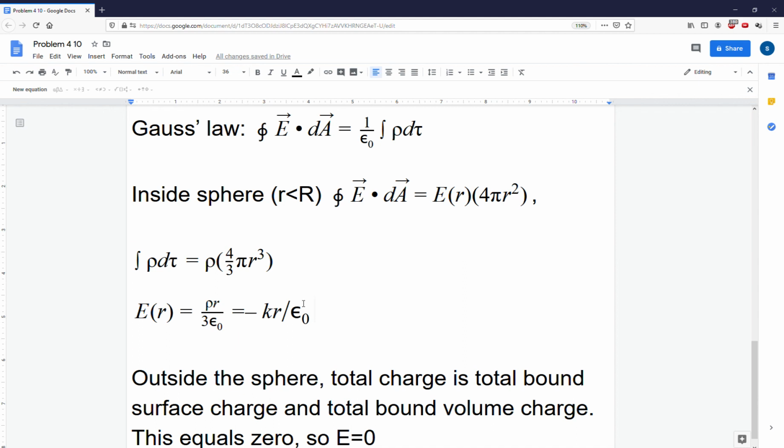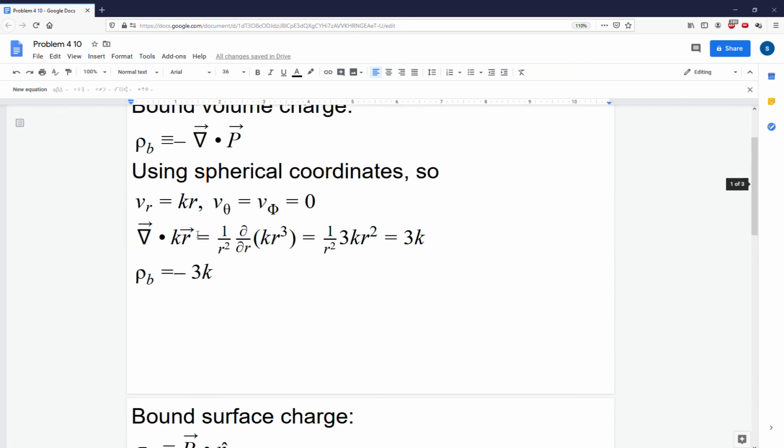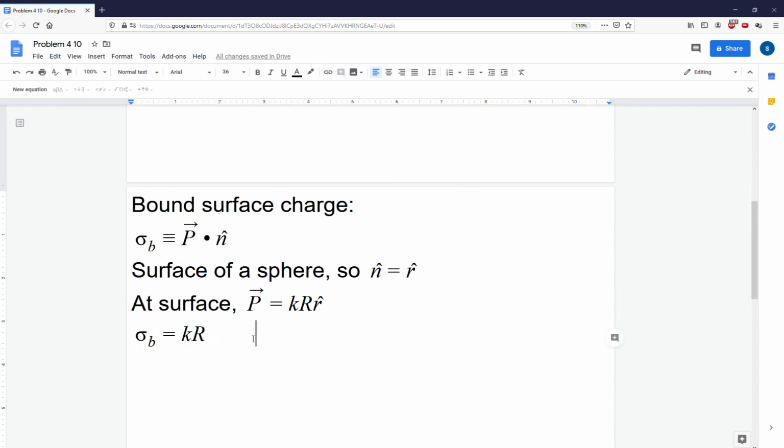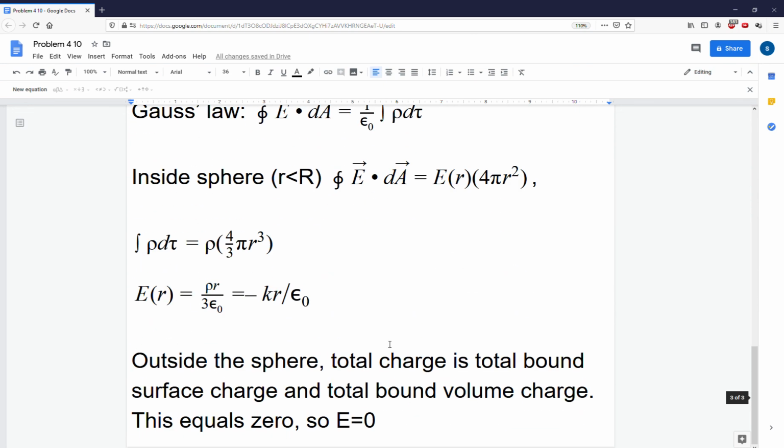Outside the sphere, we could do something similar. We would integrate over all of the volume, but for the region outside the sphere, we would also need to include the charge on the surface of the sphere. And it turns out that if we integrate this volume charge over the entire sphere, and this surface charge over the entire surface of the sphere, they add up to 0. No net enclosed charge, and again, because we see that this system is radially symmetric, that means no electric field.